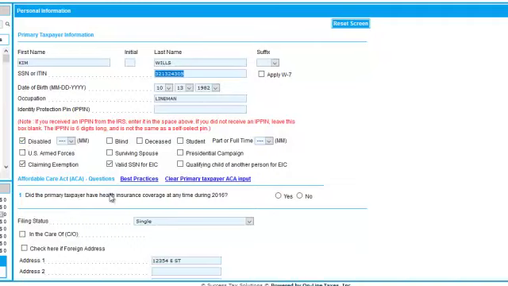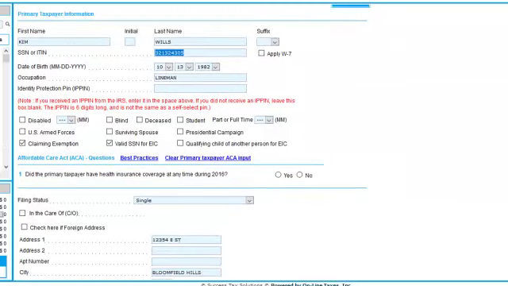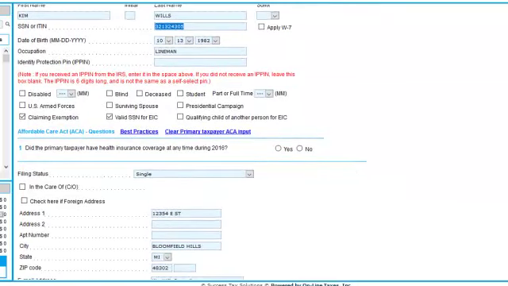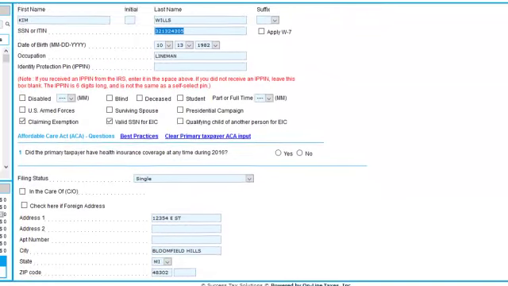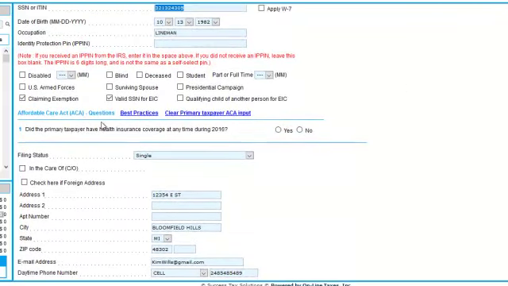Disabled, if the person is disabled, make sure they get that and how many months they were disabled. Blind, deceased, spouse may be deceased, you still can claim that person. If a child is kidnapped, you can claim that person up to 3 years, up to they're 18 years old, matter of fact.